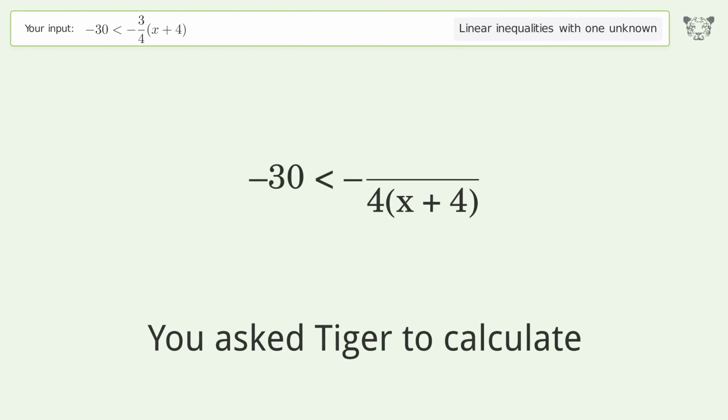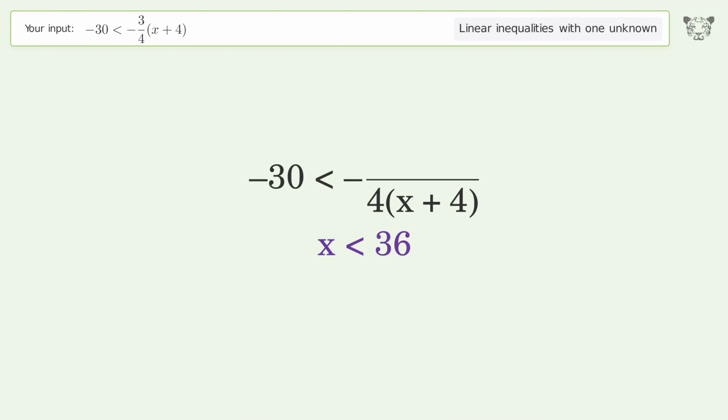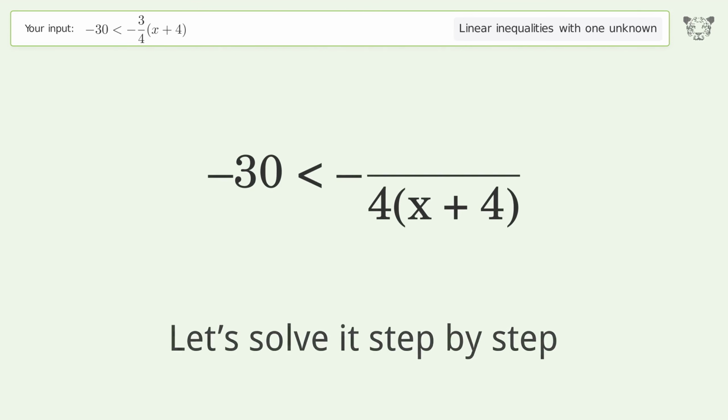You ask Tiger to calculate. This deals with linear inequalities with one unknown. The final result is x smaller than 36. Let's solve it step by step.